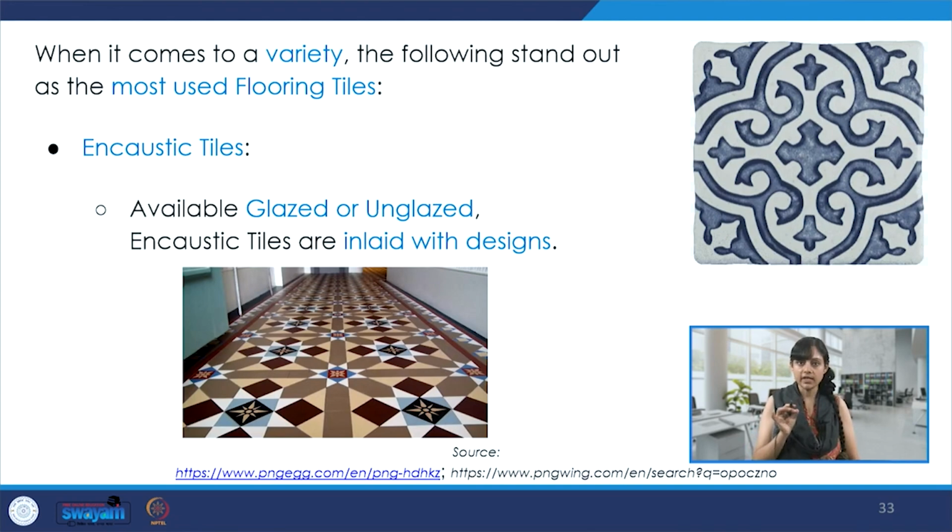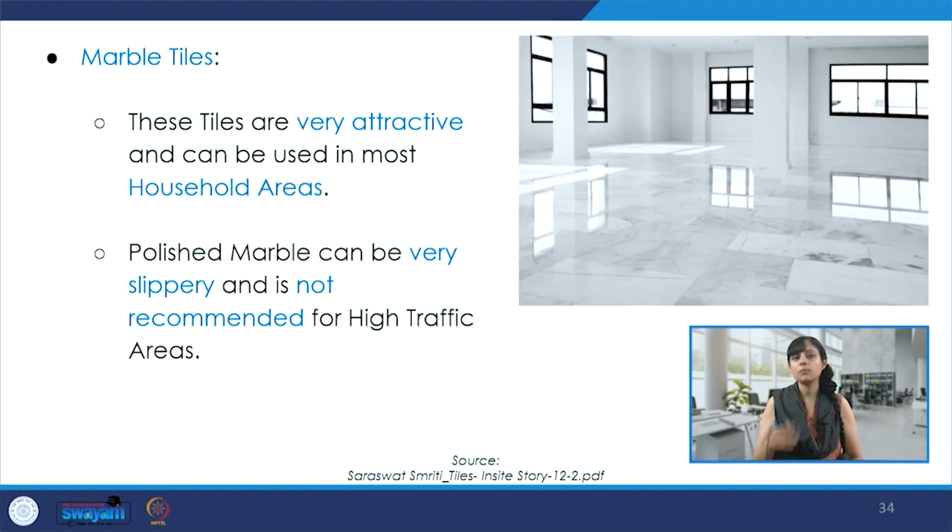So when it comes to variety, the following kinds of tiles stand out, and they are mostly used for flooring. There are encaustic tiles. They are available in both glazed and unglazed appearances, and some of them are very beautiful because they are inlaid with beautiful designs, patterns and colors. Then there are marble tiles. They are very attractive and very commonly used in household areas and other typologies of projects. Now the problem is that polished marble can be very slippery, and therefore it is not recommended for high traffic areas.